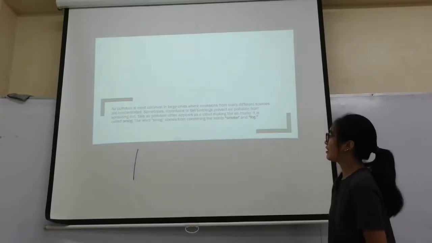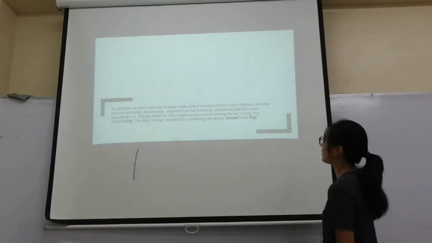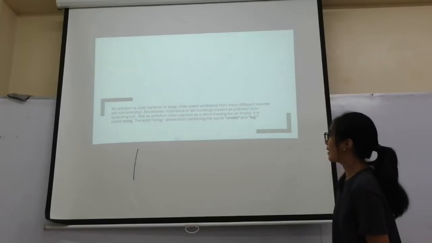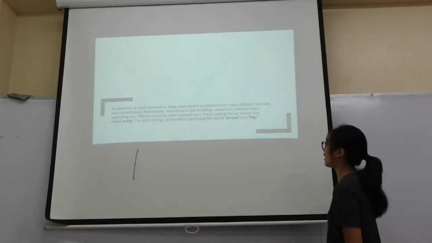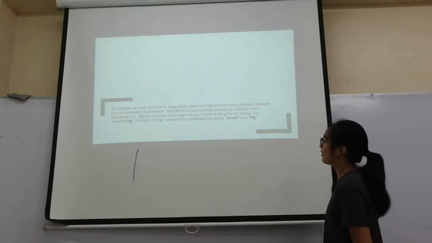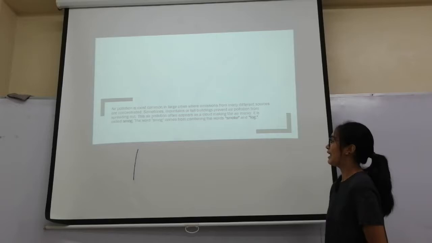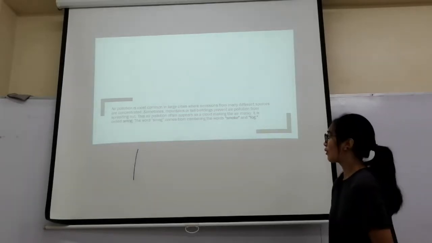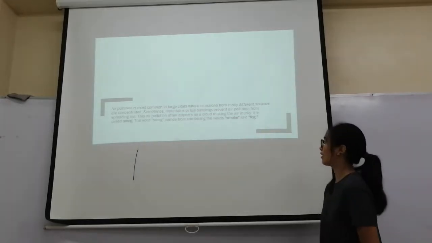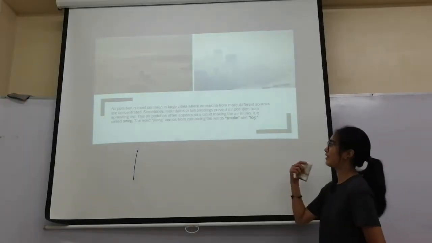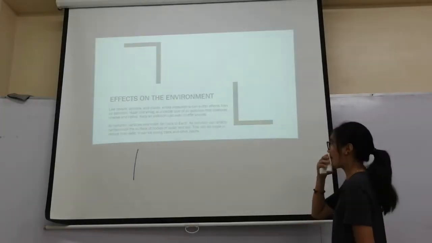Air pollution is most common in large cities where emissions from many different sources are concentrated. Sometimes mountains or tall buildings prevent air pollution from spreading out. This air pollution often appears as a cloud, making the air murky. It is called smog. The word smog comes from combining the words smoke and fog.